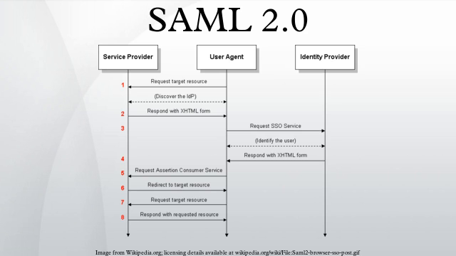In the previous scenario, how does the identity provider know where to redirect the user with the authentication response? The identity provider looks up a prearranged endpoint location of the service provider in metadata.